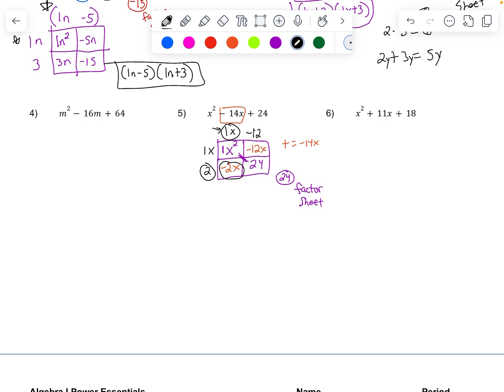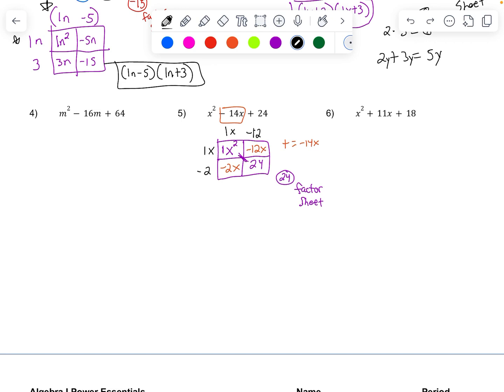Once again, this one, that 1x was good. It worked for the top left one. So we're not going to change that 1x. What I need to do is put a negative on the 2. Now if I take negative 2 times 1x, I do get negative 2x. And then finally, if we check, negative 2 times negative 12 is positive 24. So we know we're good.